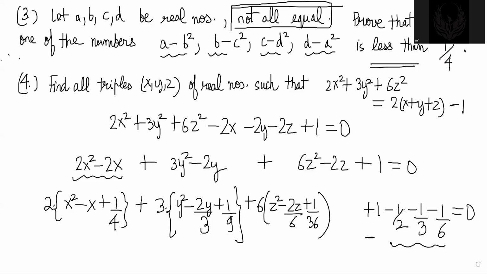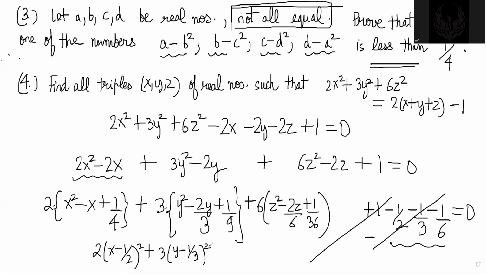It cancels out. So now you're getting 2 times x minus half whole square plus 3 times y minus 1 by 3 whole square plus 6 times z minus 1 by 6 whole square equals 0, which immediately solves the question because now each square has to be 0. X is half, y is 1/3, and z is 1/6.